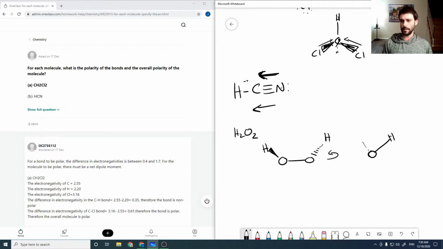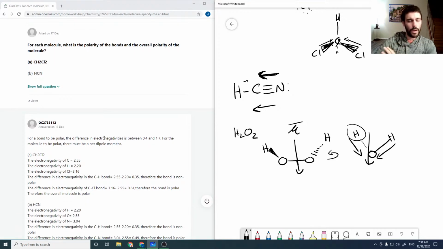The only difference is that this hydrogen is actually displaced into the background, but also similar to water, we've got two dipoles, and so the net dipole is going to be pretty much straight down, which cuts the molecule in half. Okay.